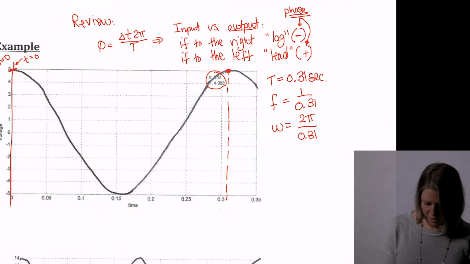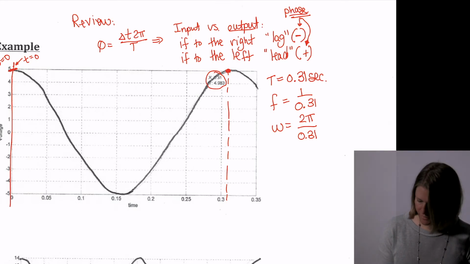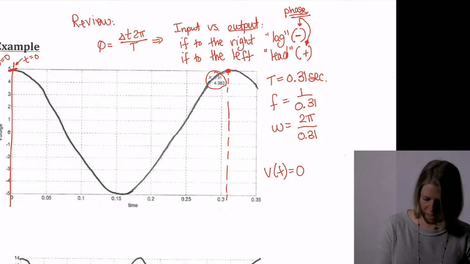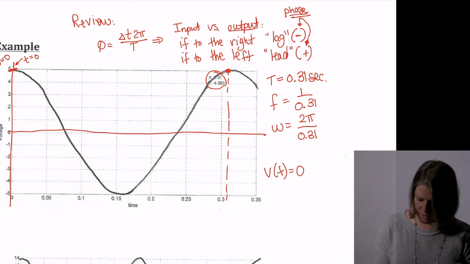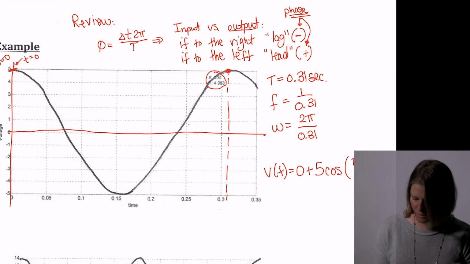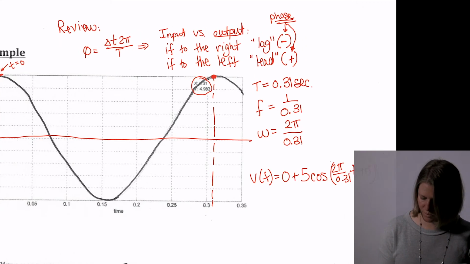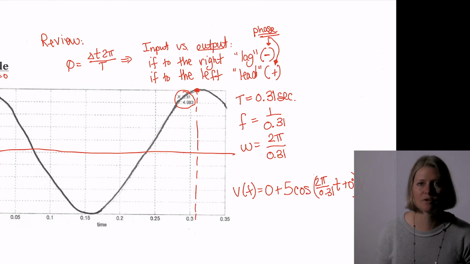So there's no phase shift, so our signal, if this is voltage V of t, is 0 for the DC component, and then the amplitude or magnitude is 5 cosine of this 2 pi over 0.31 t, and then plus 0 for the phase shift, in volts. And so this would be the mathematical expression for that signal.